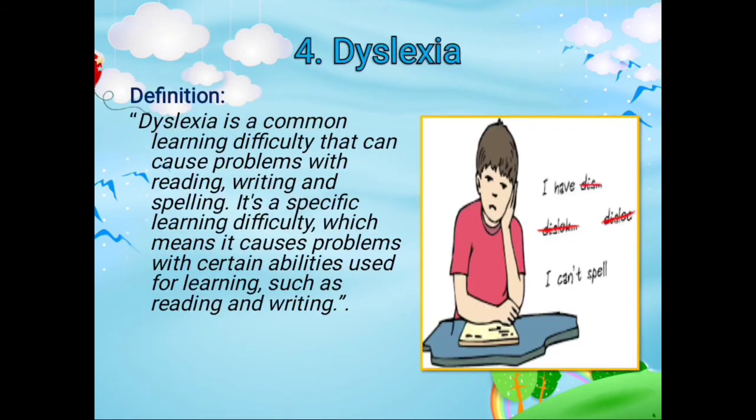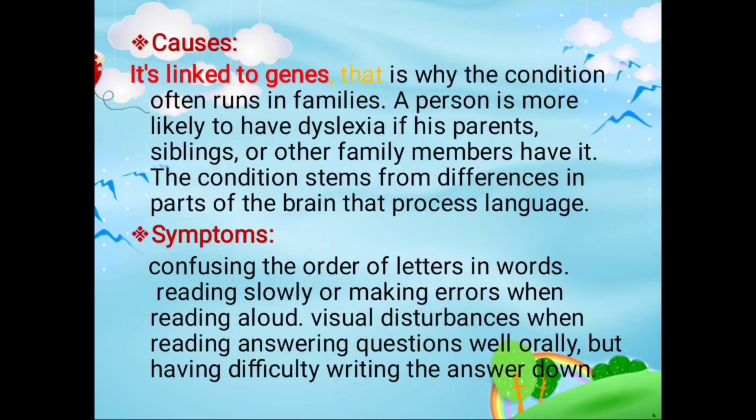The last one is dyslexia. Dyslexia is a common learning difficulty that can cause problems with reading, writing, and spelling. It's a specific learning difficulty, which means it causes problems with certain abilities used for learning, such as reading and writing. And its causes are it's linked to genes.